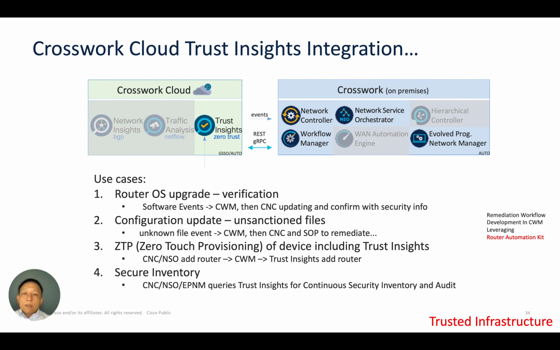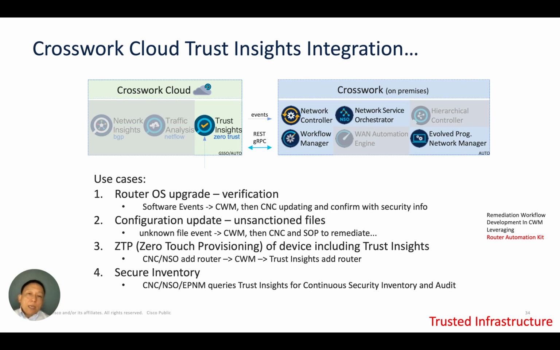And then the third one, this is a big customer request, zero touch provisioning. They say, okay, great. I've got more routers to deploy, and I want to use Trust Insights to monitor this device, and I don't want to touch anything. Can CNC, CWM, and NSO help me get some of those things done? So with this zero touch provisioning, there's a new device deployed in the network, and then through Workflow Manager, great. They said, hey, Trust Insights, go add this new router in the monitoring space. I'm going to go through the API, and then work it. And that's how the devices are automatically added in there.